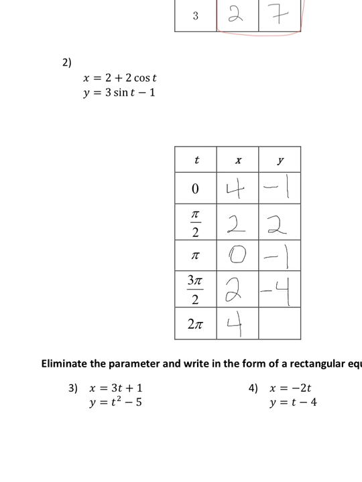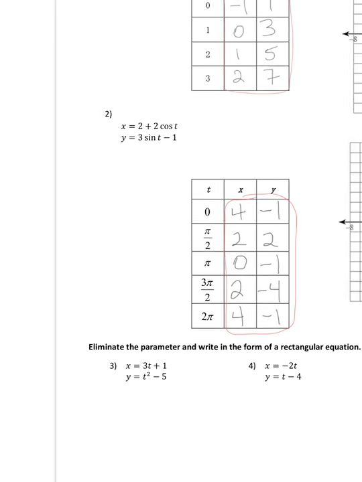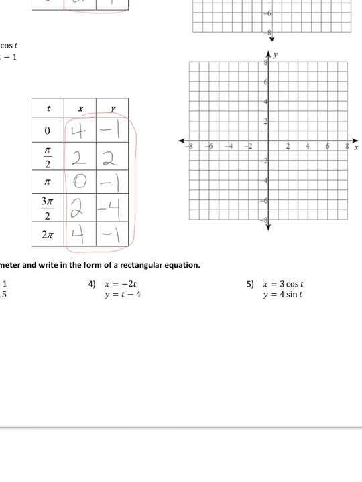And then the last one, 2 pi. Sine of 2 pi is 0. 0 times 3 is 0. Minus 1 is negative 1. So now what we're going to graph are these values right here, the x and y ordered pairs on our graph. Let me go ahead and make this a little bit smaller so we can see the graph and the table at the same time. There we go.